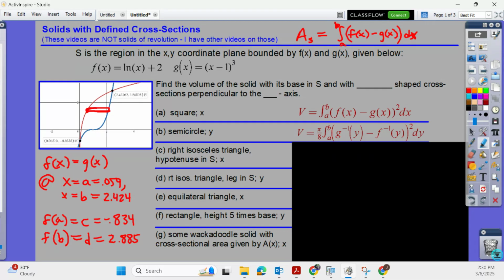And then there is another difference here that's important. Oh, and there's a mistake I'm realizing. The limits of integration here are wrong. They should not go from A to B. They should go from C to D.